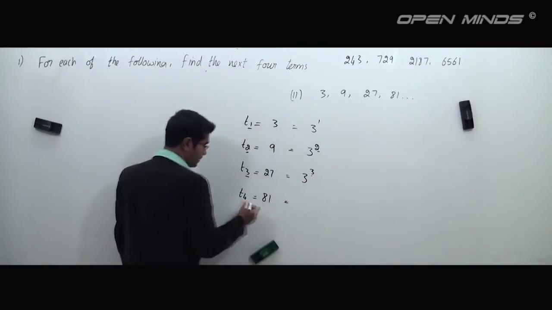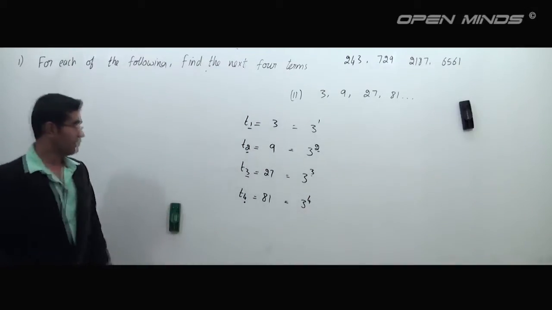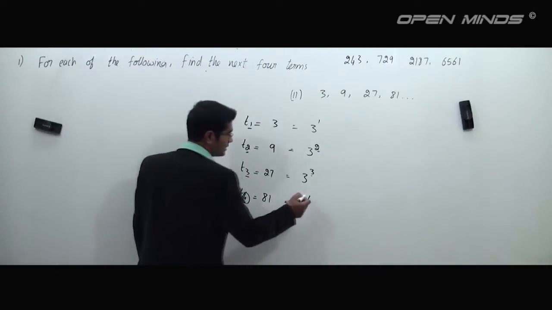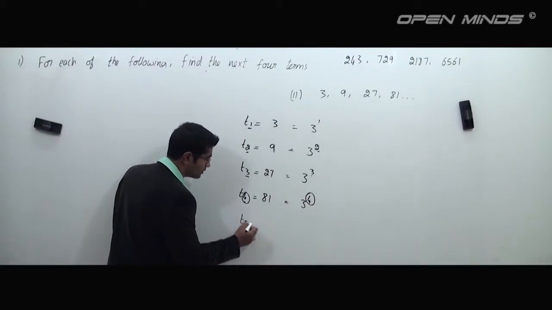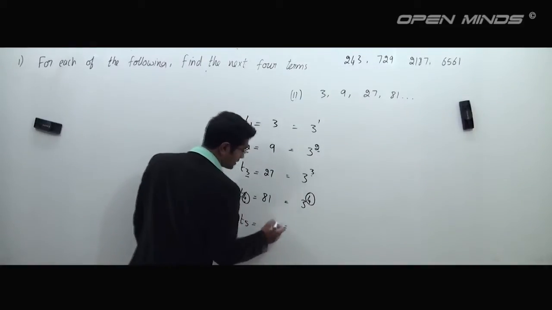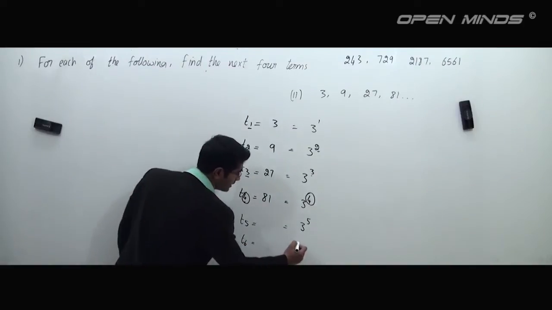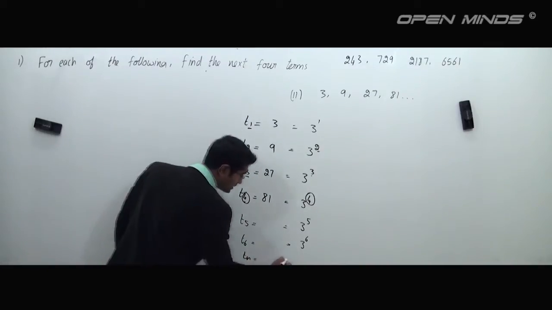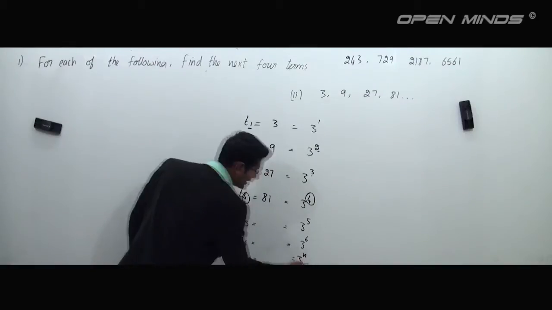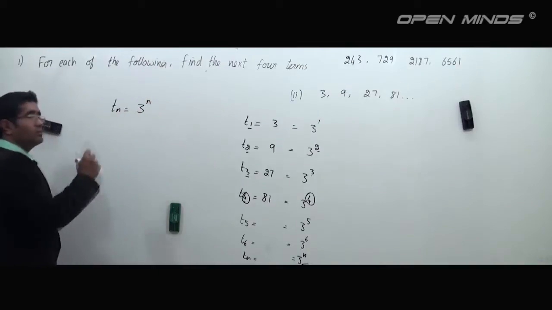All right, there's a 4 here. I can write 81 as 3 to the power 4. It means whatever number is coming here, I can see the power of 3 is also the same number. It means if I have T5 here, this has to be 3 to the power 5. If this is T6, this has to be 3 to the power 6, right? So that's how it works. So can I write that the nth term Tn is 3 to the power n? Exactly, that's my formula. So Tn is 3 to the power n is the formula which I'm looking for.